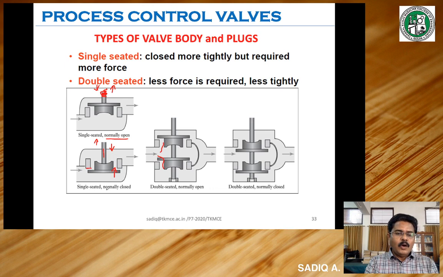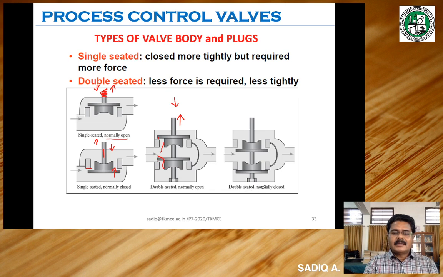Since it is normally in the closed condition, we call it a normally closed single seated valve. Similar is the case here also, the normally open condition. Since normally it is in the upward direction, it is in the normally open condition, and when there is control pressure from the top side, thereby moving the stem downwards, then these two seats here and here will be closed so that the flow will be arrested. So this is the double seated normally open situation.